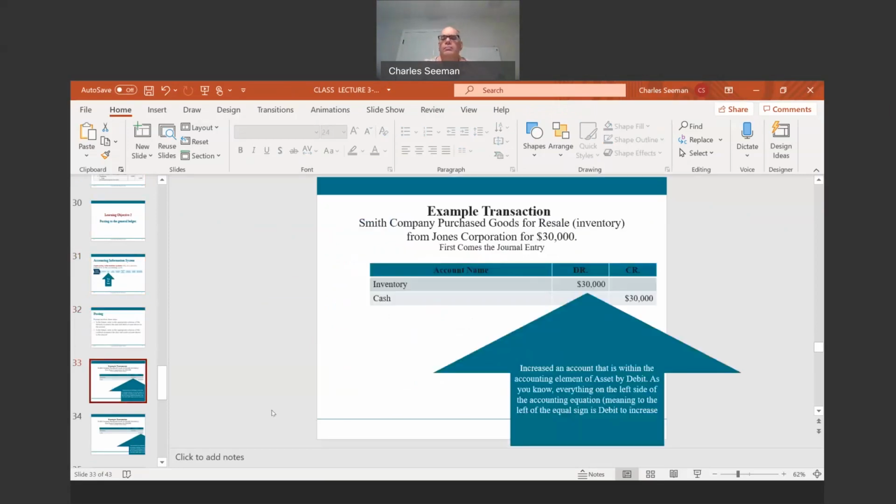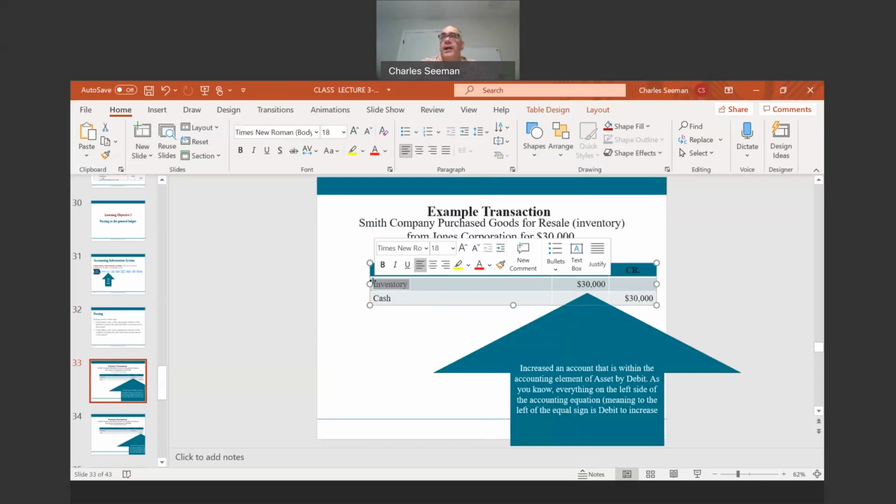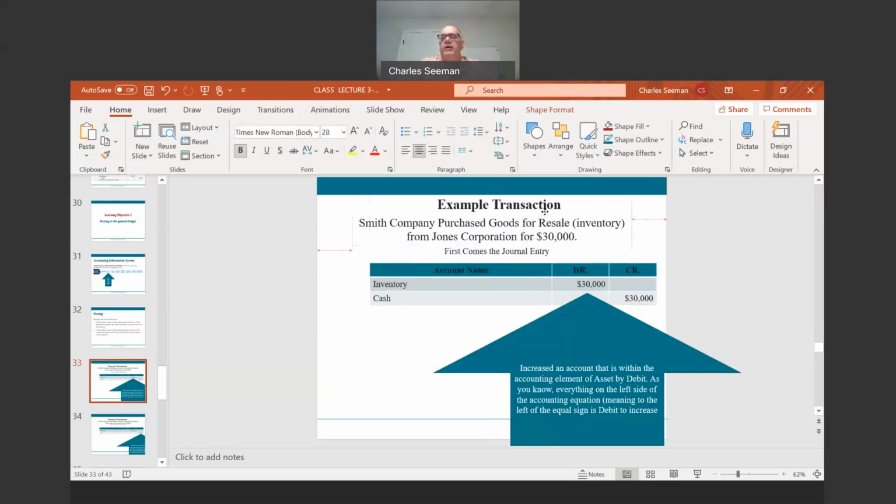Smith Company buys goods for resale from Jones Company. So the first step is the entry in the general journal. We received inventory as an asset. All assets are on the left side of the accounting equation. The inventory we have for resale increased. Everything on the left side of the accounting equation is debited to increase. So we debit inventory by 30,000.